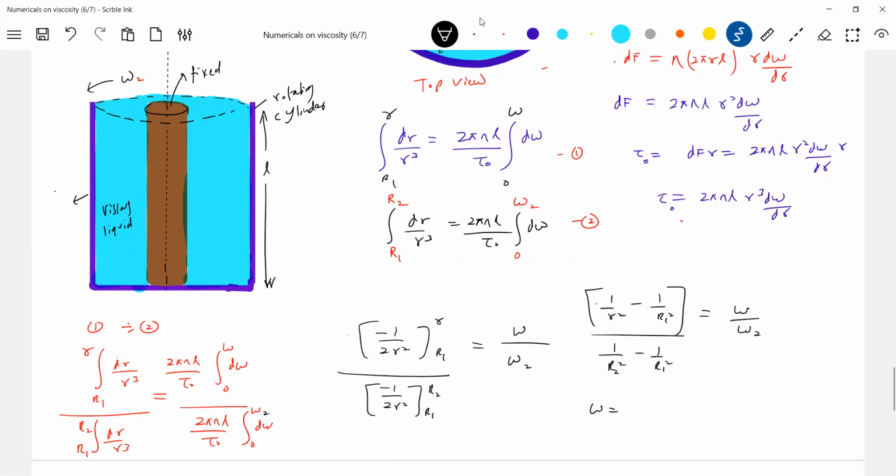So the final equation will be omega equals omega 2 times r1 r2 whole square. Check it once. This will be your answer. Small r should be smaller. This will be the angular velocity of a layer at a distance r.